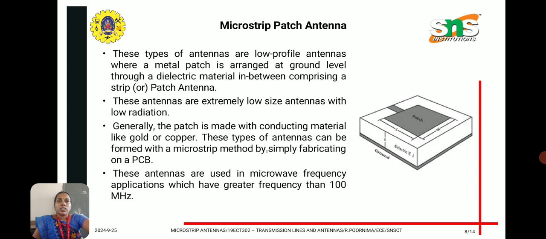These types of antennas are low profile, where a metal patch is arranged at a ground level through a dielectric material in between, comprising a strip or patch. So these are low size antennas with low radiation. The patch is made with a conducting material like gold or copper. These types of antennas can be formed with the microstrip method by simply fabricating on a PCB. These antennas are used in microwave frequency applications which have greater frequency than 100 MHz.